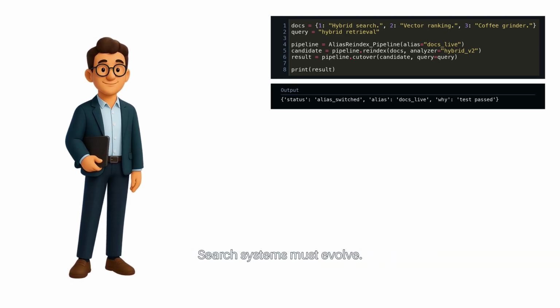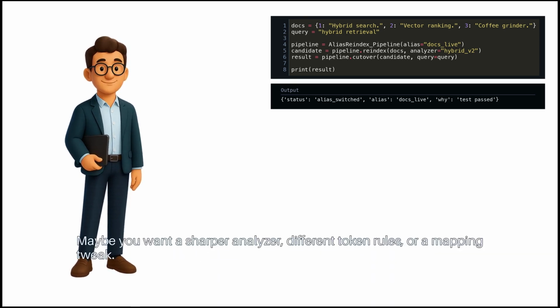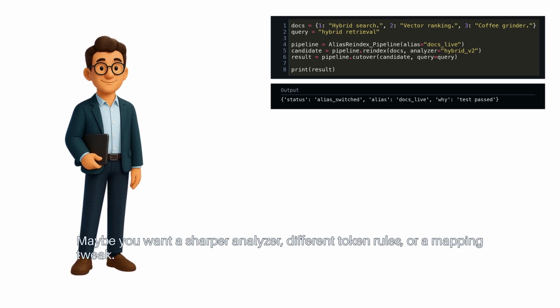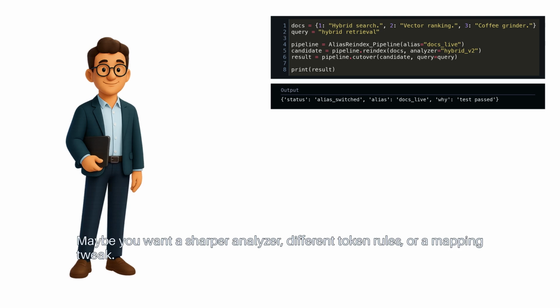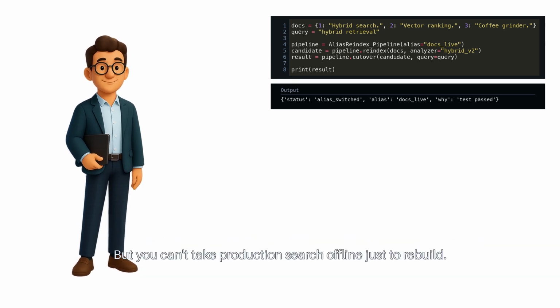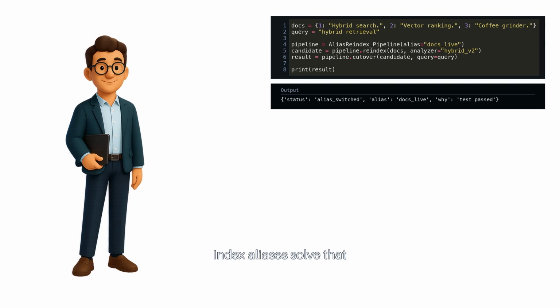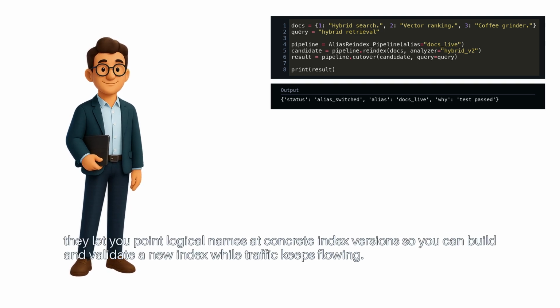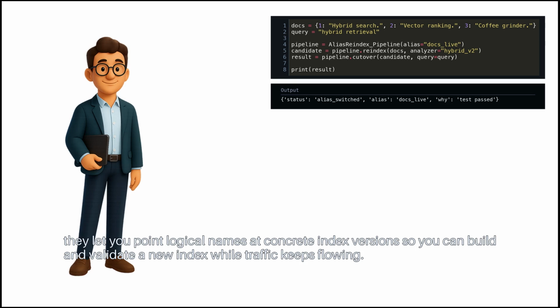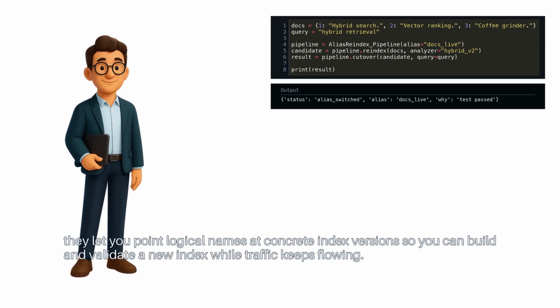Search systems must evolve. Maybe you want a sharper analyzer, different token rules, or a mapping tweak. But you can't take production search offline just to rebuild. Index aliases solve that. They let you point logical names at concrete index versions so you can build and validate a new index while traffic keeps flowing.